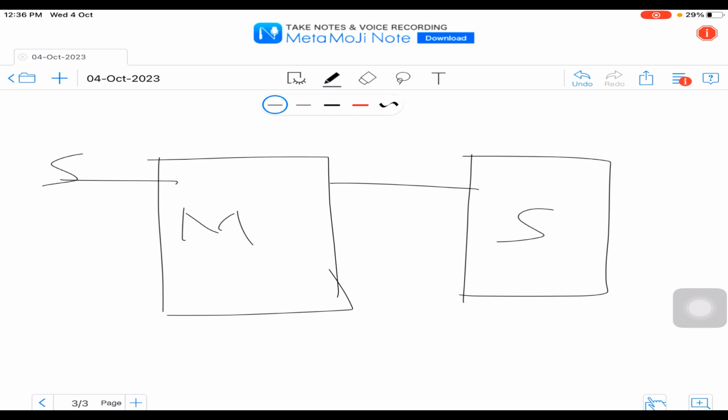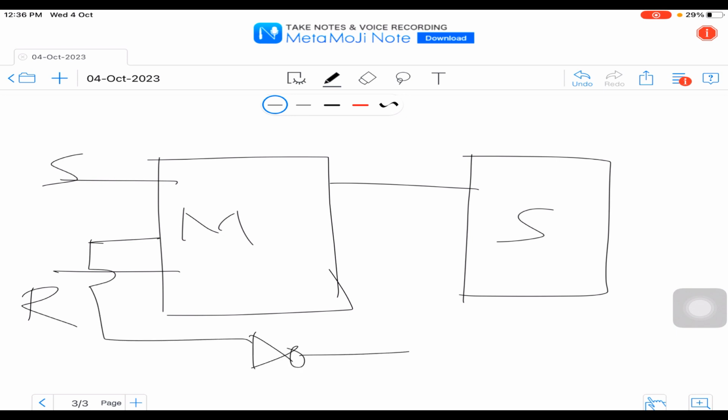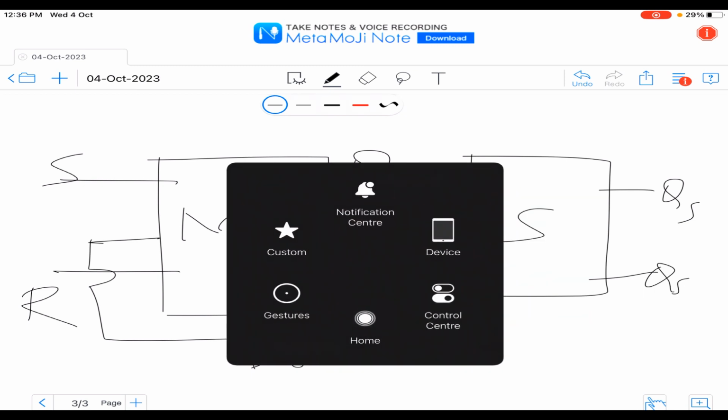So the input is S and R. The clock of the master is connected to slave with the help of a NOT gate. So this we consider as QM and QM bar. So output is QS and QS bar.